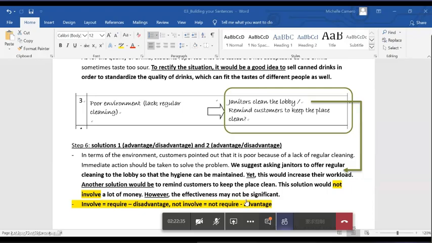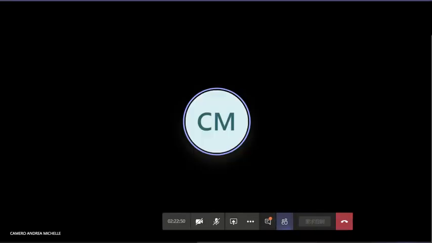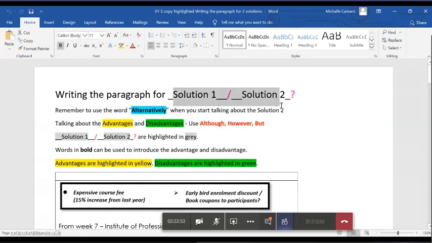Okay, so we talked about it already in class. Students, for those of you who joined the meeting, make sure that you put your name and information in the chat box. So this is the paper we talked about in last week's class, talking about the two solutions, okay?